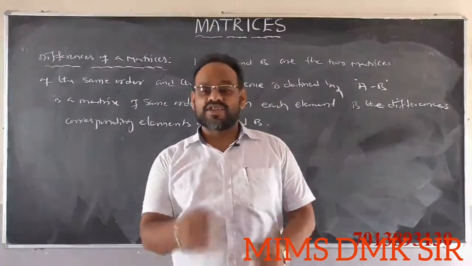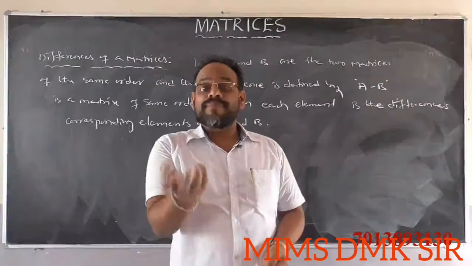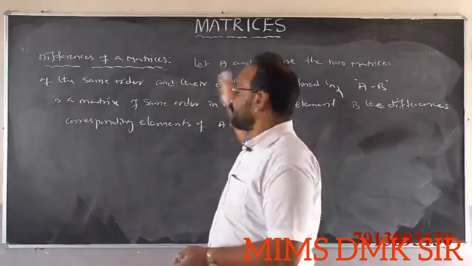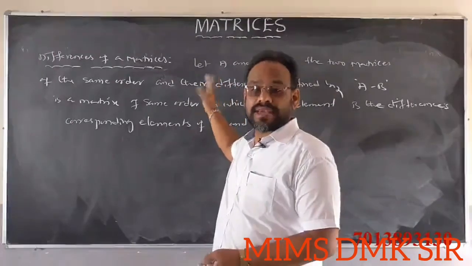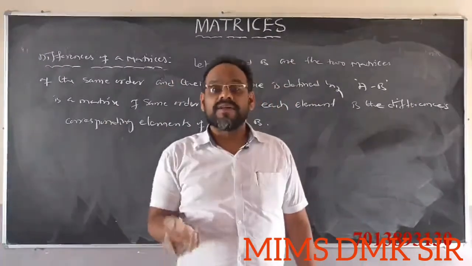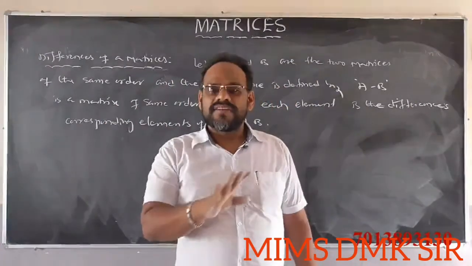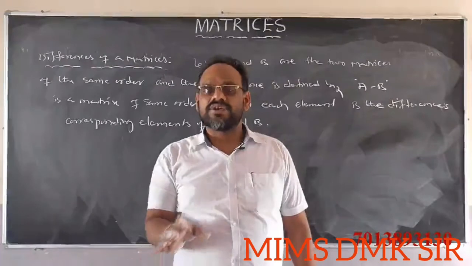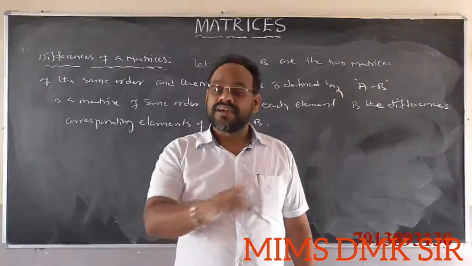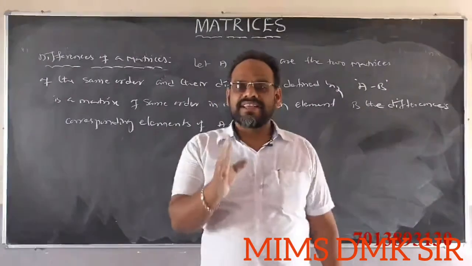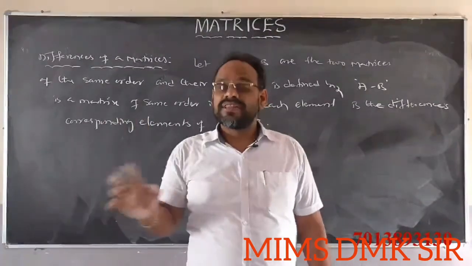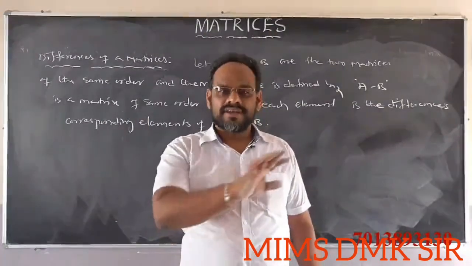The difference of two matrices is denoted by A minus B, a matrix of the same order. That means A and B are any two matrices of the same order, M by M. Then only the difference exists. Otherwise, the difference does not exist. Addition also: if A and B are two matrices of the same order, then addition exists. Otherwise, addition does not exist. If you take A of order 2 by 3 and B of order 3 by 2, their difference or their sum does not exist.